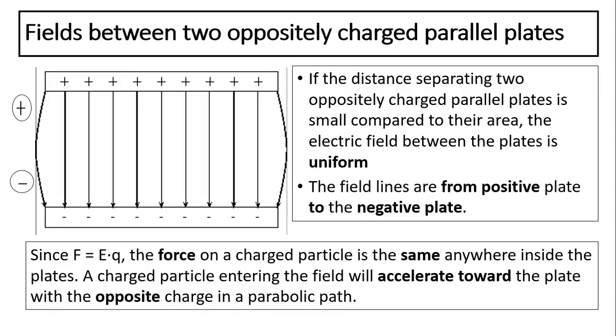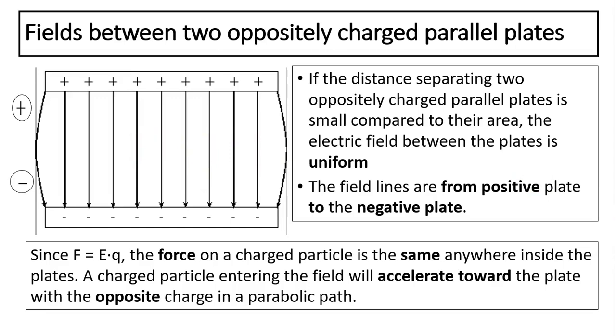Fields between two oppositely charged parallel plates. If the distance separating the two oppositely charged parallel plates is small compared to their area, the electric field between the plates is uniform. That means the electric field on top is the same as on the bottom, and the same around in the middle. The field lines go from the positive plate to the negative plate.